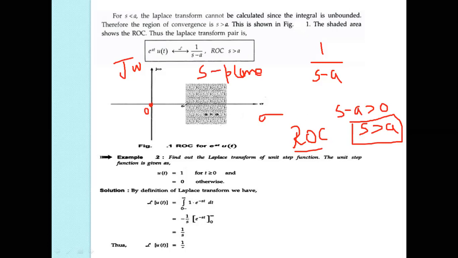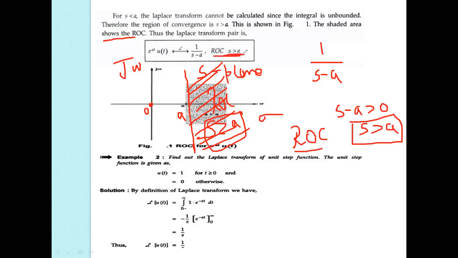Because it's a greater value, a is here. Above the a value, the total region is the region of convergence, the shaded area what we have here. Therefore the region of convergence is s greater than a, the shaded area shows the ROC. Thus the Laplace transformation pair is e power a t mu of t, with Laplace transformation 1 by s minus a, and the region of convergence is s greater than a.